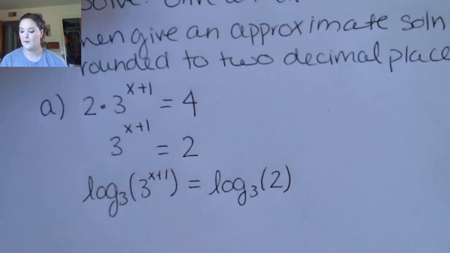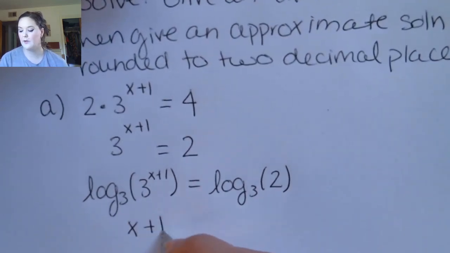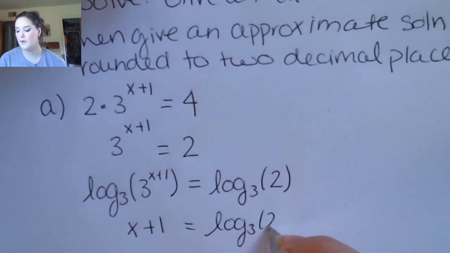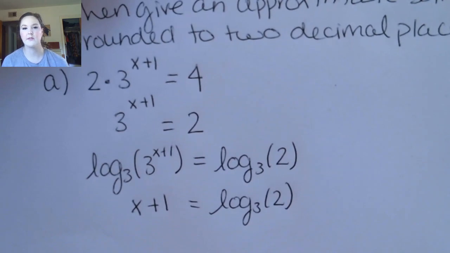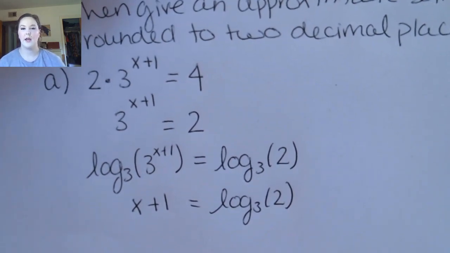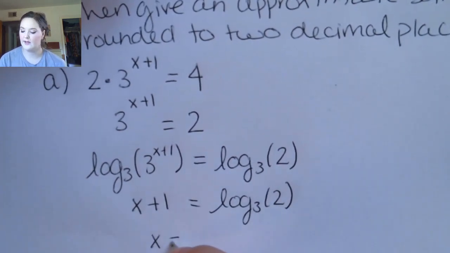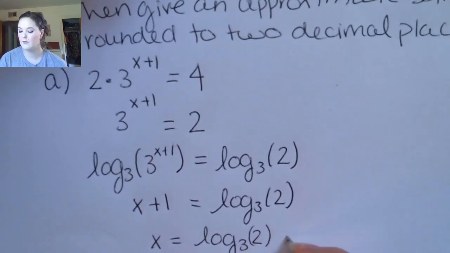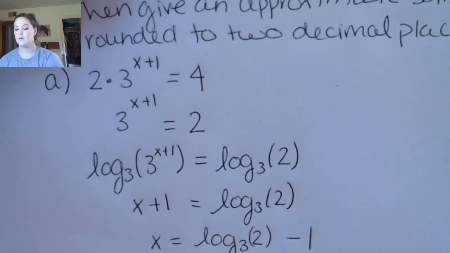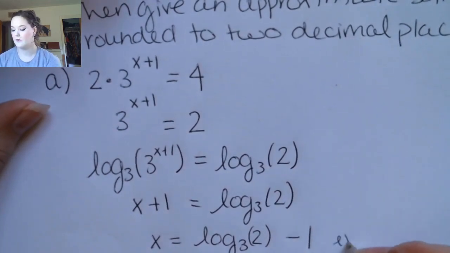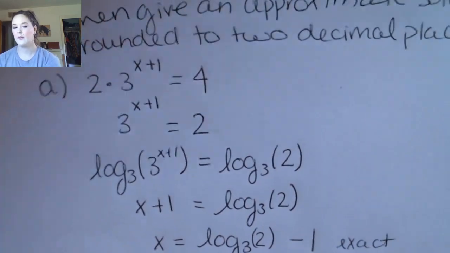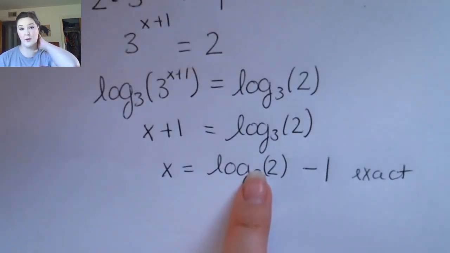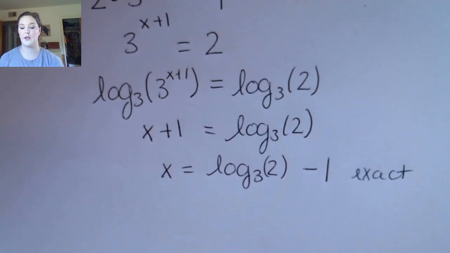Okay, now over here this simplifies to x plus 1. And this is just a numerical value that you can't evaluate by hand, so we're going to leave it like this. At this point, all I need to do to isolate x is subtract 1. So this is my exact answer. Even though we don't know what log base 3 of 2 is, this is just a number value, so this is definitely a good answer.